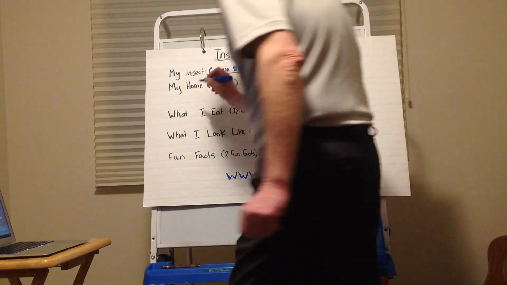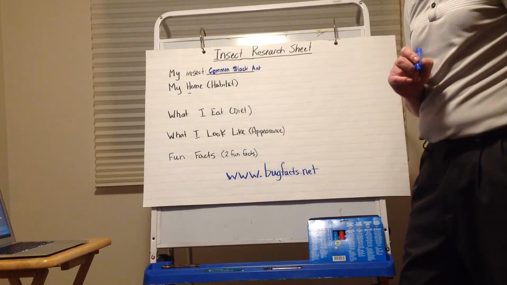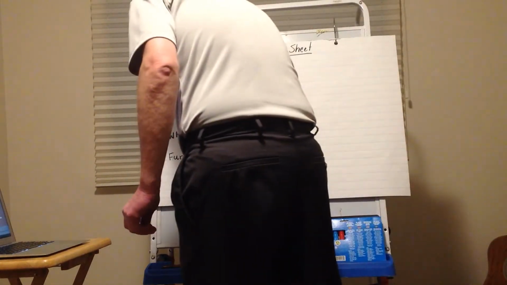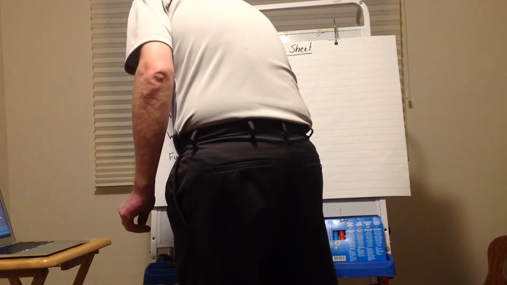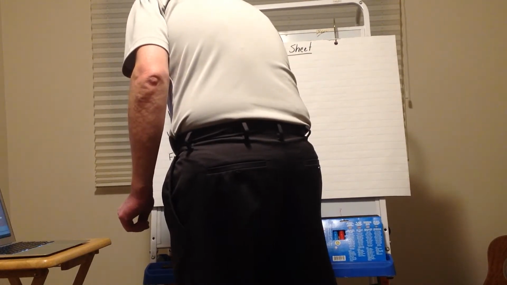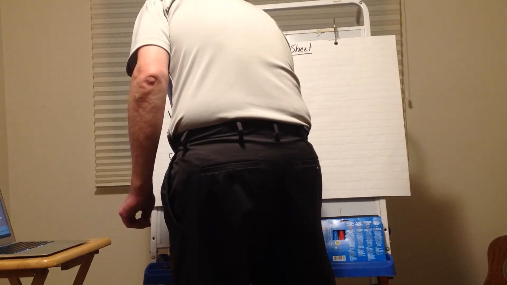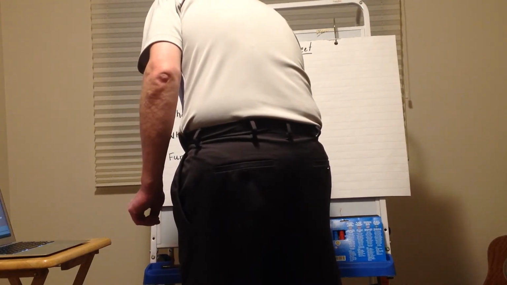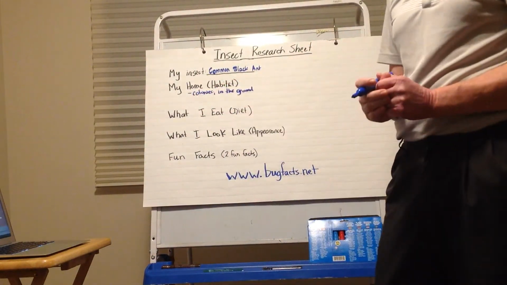I'm not going to write that whole sentence. So I'm just going to do a jot note here, and it starts with a little line like that. And then I'm just going to write colonies, and I'm going to write in the ground. Because that's what I just learned about the common black ant, is that they live in colonies, and the colonies can be in the ground.